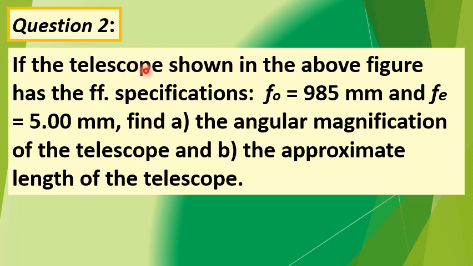So that brings us to question number 2. If the telescope shown in the above figure has the following specifications: f sub O equals 985 millimeters and f sub E equals 5.00 millimeters, find, letter A, the angular magnification of the telescope, and letter B, the approximate length of the telescope.